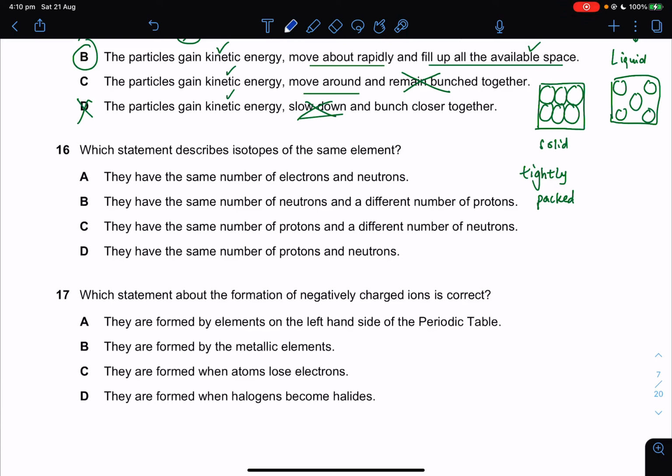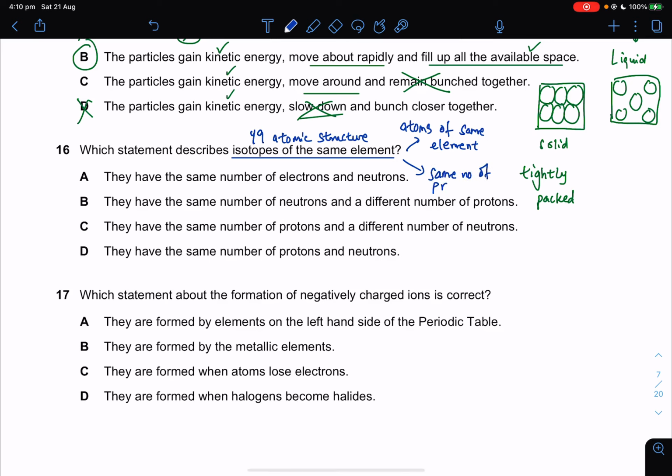Question 16 is a straightforward definition. Isotope comes from the year 9 topic on atomic structure. So as you know, isotopes refer to atoms of the same element. You need to know the definition because they like to ask you in structure paper, sometimes as a 2 to 3 mark definition.